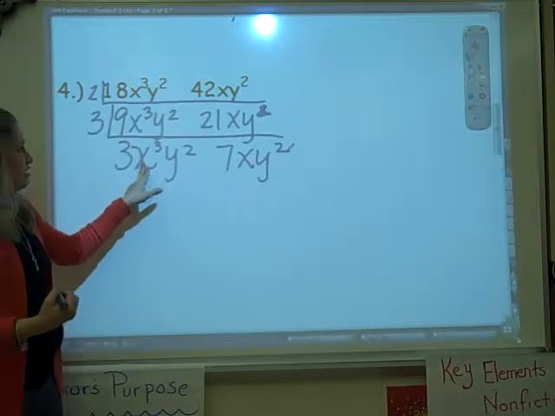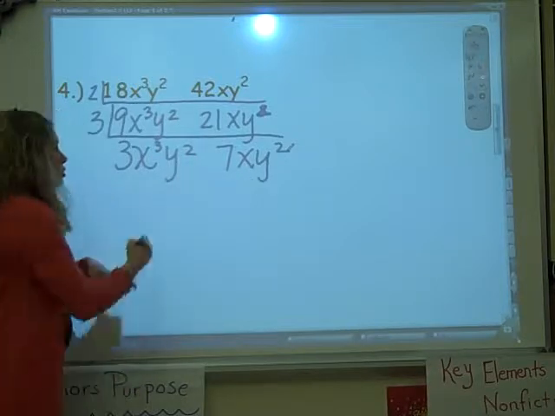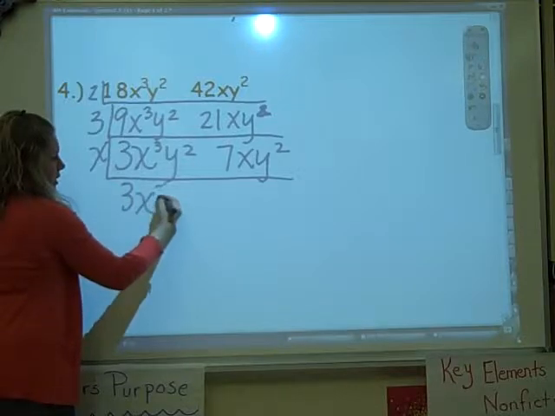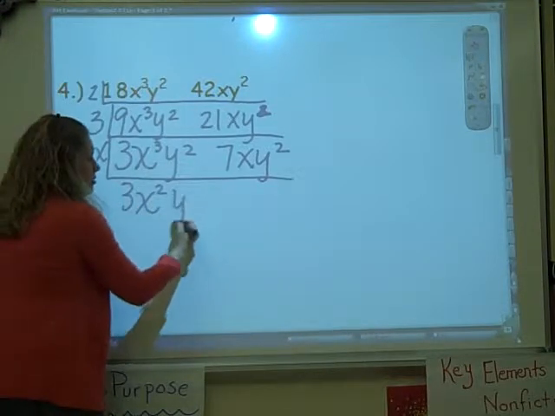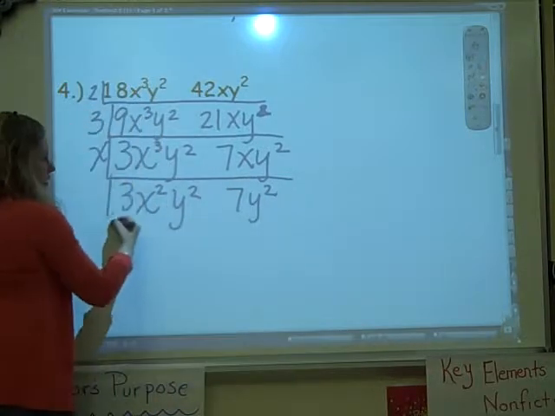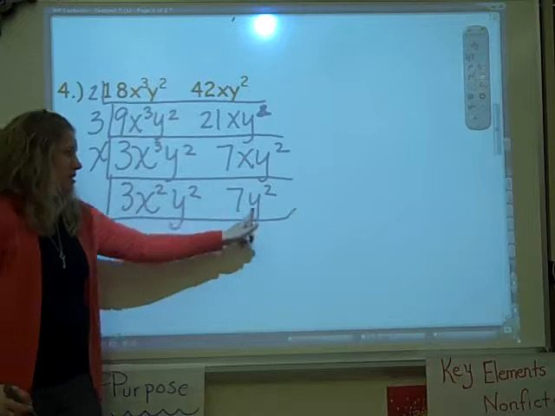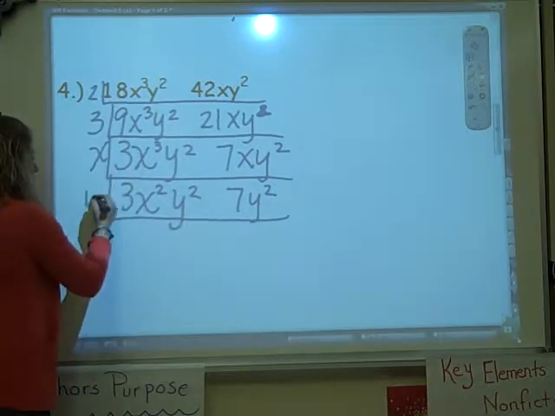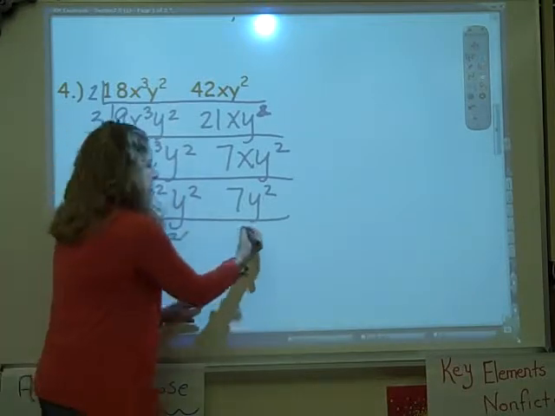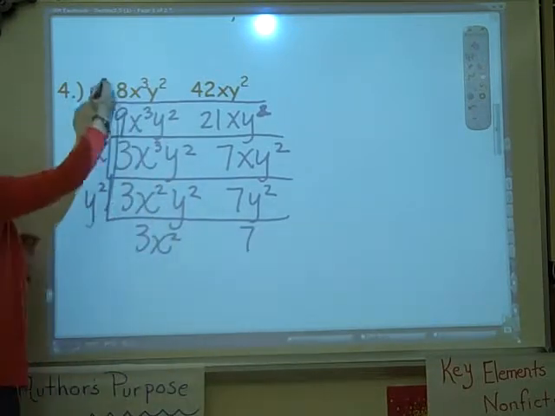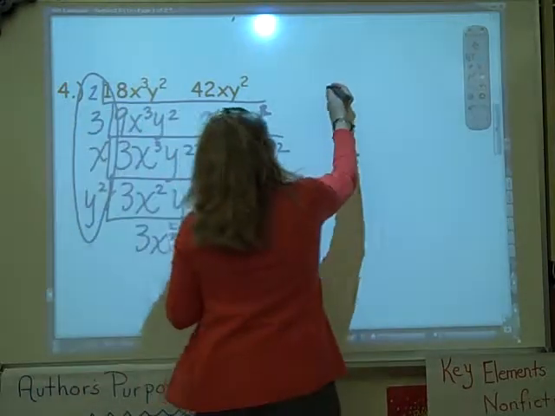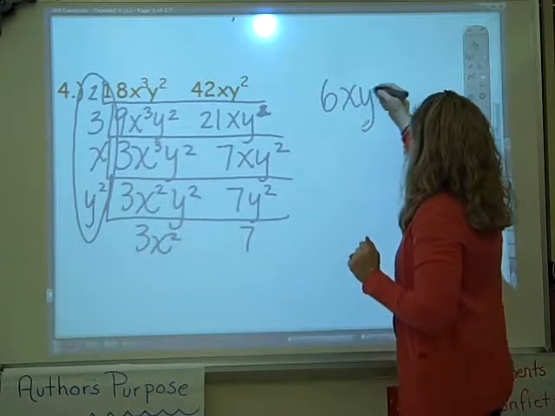3 and 7 no longer have anything in common. Go for your x's. This has 3 x's. This has the 1. You can only take out 1 then. 3x squared, because now we took away 1, y squared. 7x is gone, y squared. This has a y squared, this has a y squared. So you can take out both of them all in one shot. This will become 3x squared. Both y squareds go away, and this becomes a 7. GCF, 2 times 3 is 6, times x times y squared. 6xy squared.